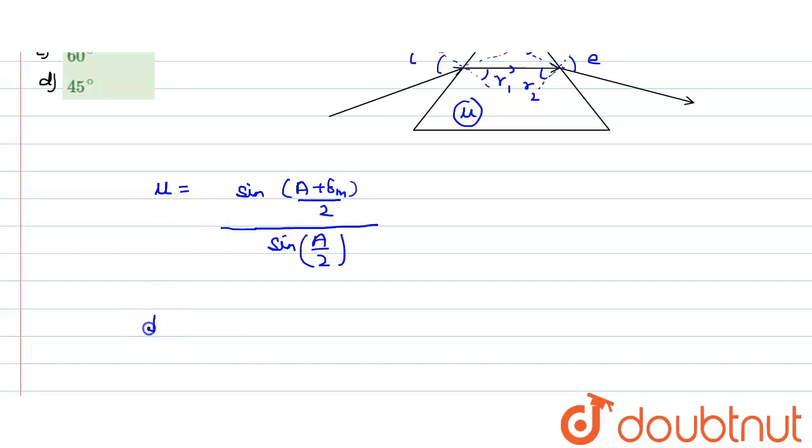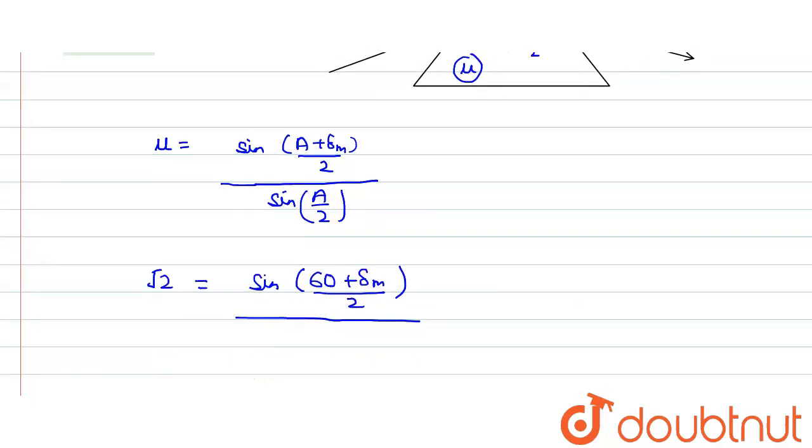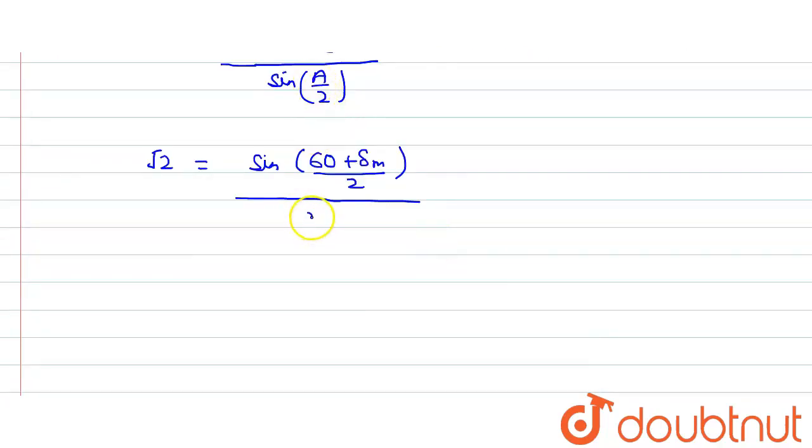Now what is the refractive index? It is given as root 2. What is the value of A? A is given as 60. So it would be sine of (60 plus delta m) divided by 2, divided by sine of A by 2. A is 60, so A by 2 would be 30, so we write sine 30. Now we can cross multiply, then sine of (60 plus delta m) divided by 2 would become square root 2 times sine of 30.